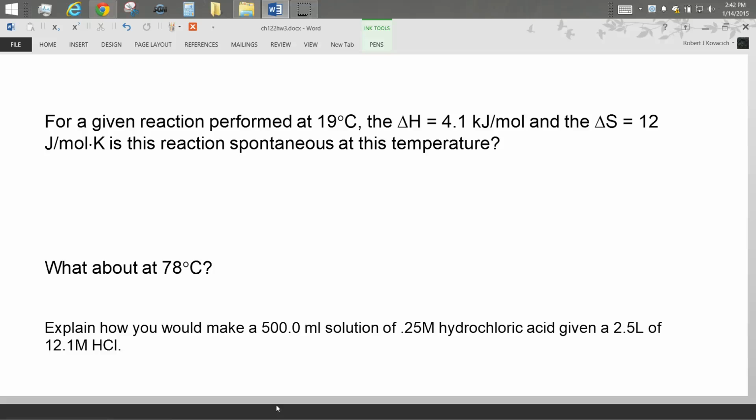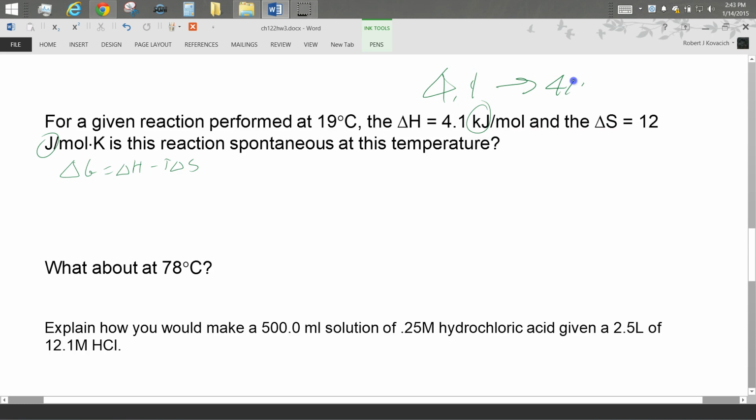So if my equation is delta G is equal to delta H minus T delta S, and my delta H is this 4.1 kilojoules. So here I've got kilojoules and here I've got joules. Just swap one of them. It's probably easier to turn the kilojoules into joules. So what number do I use? 4.1 turns into 4,100. Move the decimal place over 3 spots.